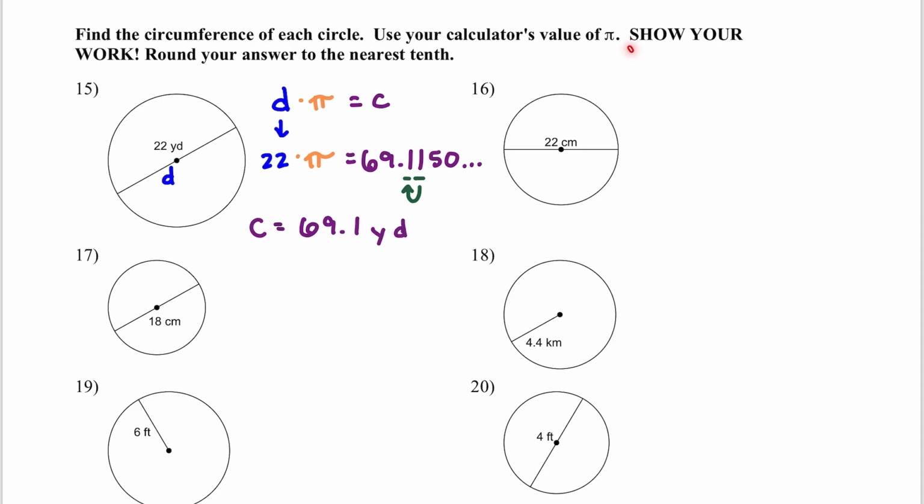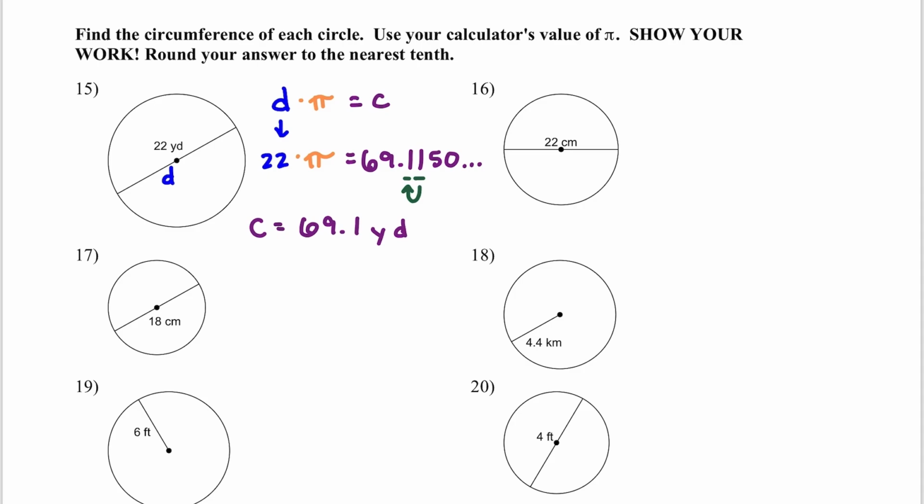Again, showing work. What does it mean to show work? It means that I might be writing the formula that I used. Perhaps I'll be writing down what I typed into my calculator. I might even write down what the calculator gives me with a bunch of different decimals before I finally round and write the final answer. This is what it looks like to show your work.